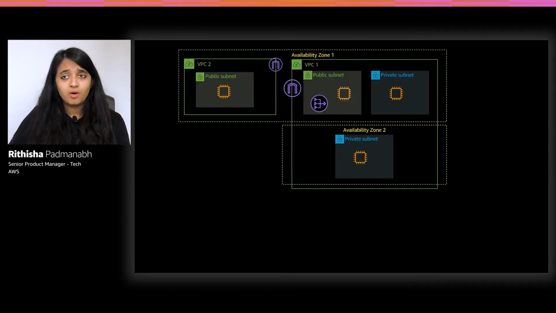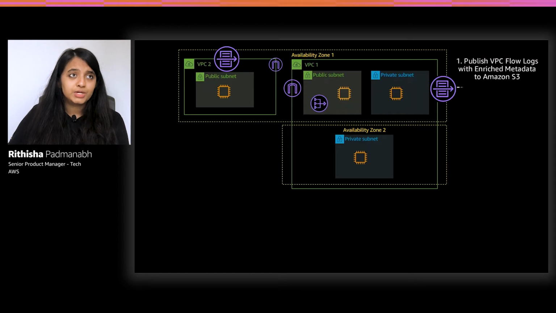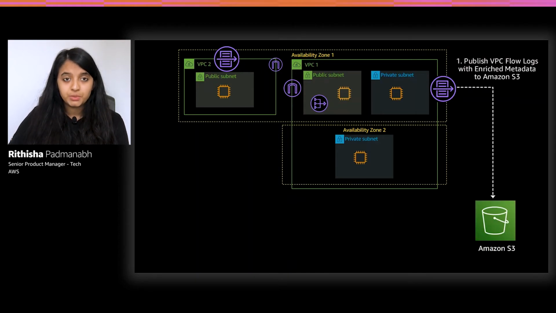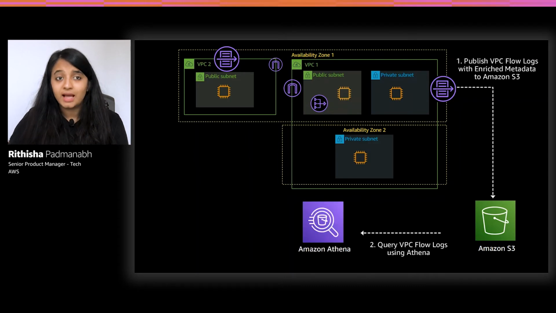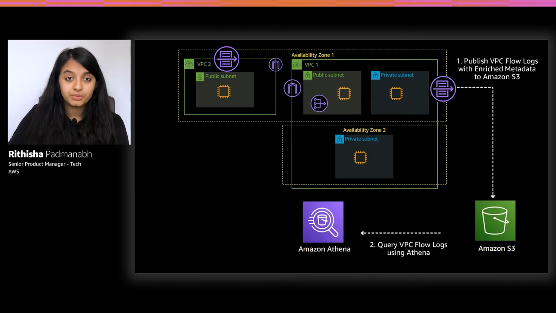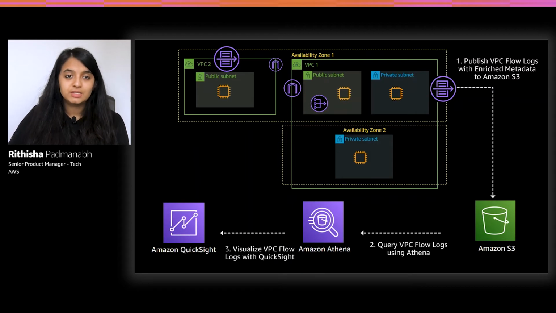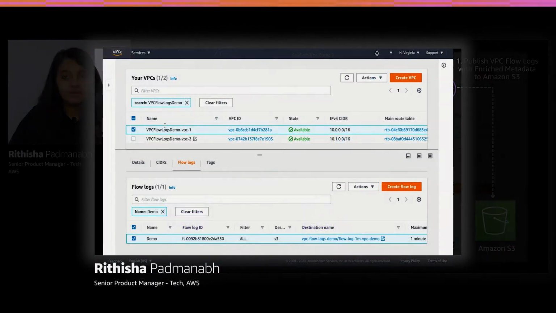So we have a simple setup of a couple of VPCs here that span 2 availability zones. We have a few instances in the private and public subnets that are talking to each other, and they're talking to the internet through the internet gateway and the NAT gateway. In our public subnet, we have our web server, which is where we want to analyze our traffic patterns. So we collect flow logs for both of these VPCs and we publish it to our Amazon S3 bucket. And then I'll show you how you can query these logs through Amazon Athena and then visualize these logs through Amazon QuickSight. Let's take a look at this on our console, right?